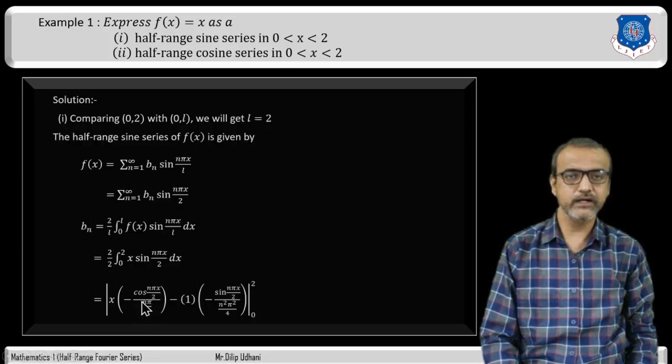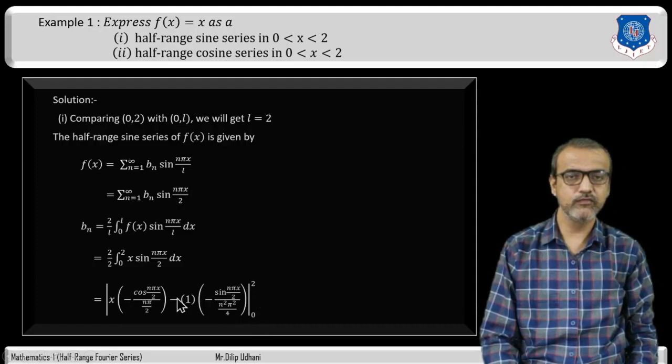Now again we will integrate this function with respect to x. The minus sign will be as it is. The integration of cos n pi x by 2 is sin n pi x by 2 divided by n pi by 2. And again we have n pi by 2 over here, so it will become n square pi square by 4. And we have to give alternate signs, plus then minus. And the limit is from 0 to 2.